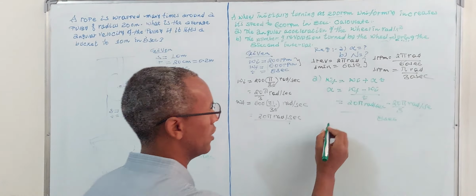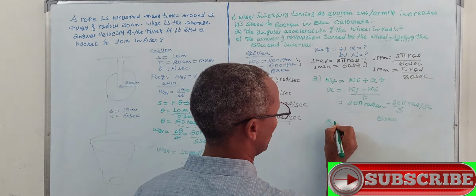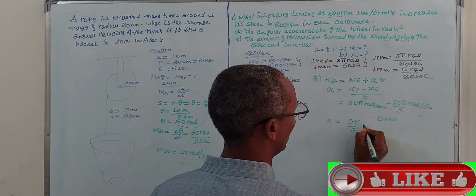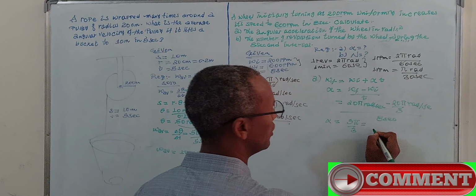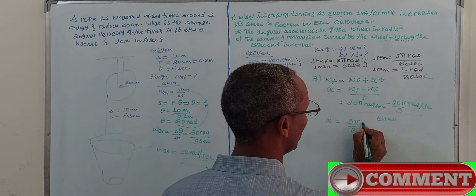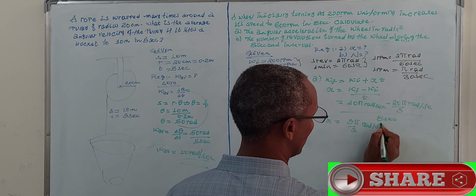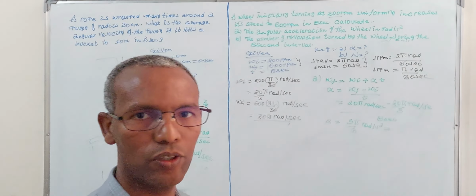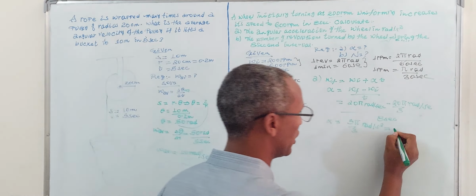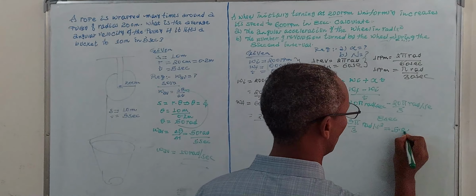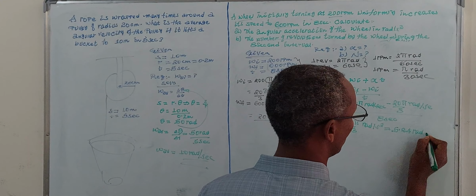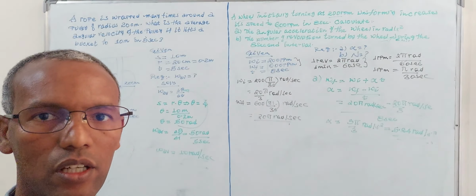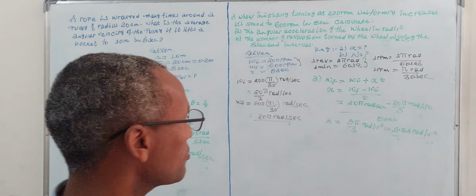When you simplify this, I believe you will get 5 pi upon 3 rad per second squared. And when you multiply 5 by 3.14 over 3, you will get 5.24 rad per second squared. That is it for question A, or problem A.